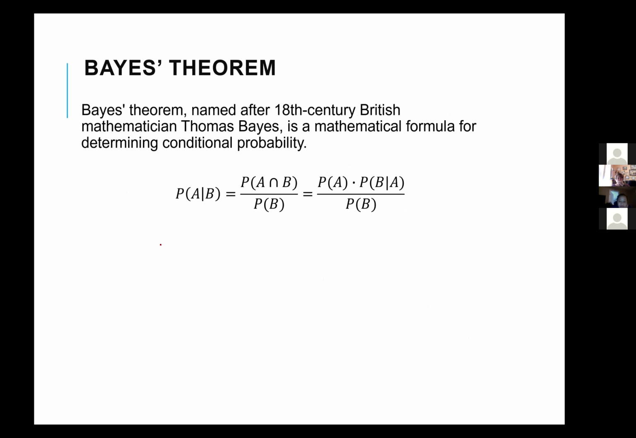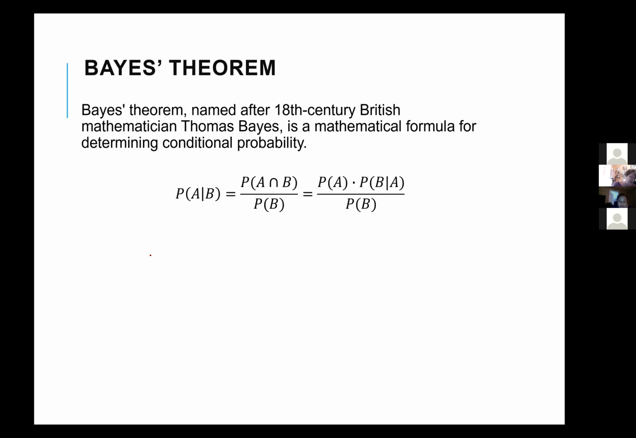Okay, so you have a formula for it, which we need to explain the parts of. This is called Bayes' theorem, named after the 18th century British mathematician Thomas Bayes, and it's the mathematical formula for determining the conditional probability. What he says is that the probability of A given B, so the probability of event A occurring given B has already occurred, can be found by the probability of A intersect B over the probability of B.